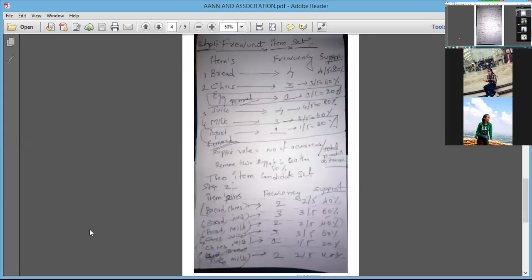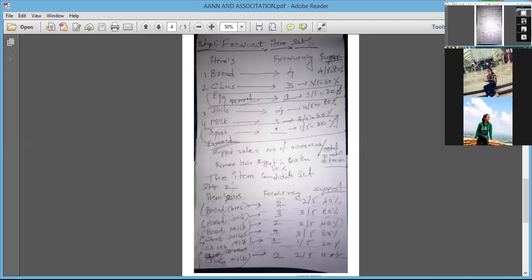Like this, again, try to find out all the occurrences of the candidate set: 2, 3, 2, 3, 1, 2. This is how many times they have occurred. Again, you try to find out the support. The support is total number of occurrences divided by total number of transactions. The total number of occurrences of bread and cheese is 2, divided by total number of transactions, 5. So 2 divided by 5, 40%.